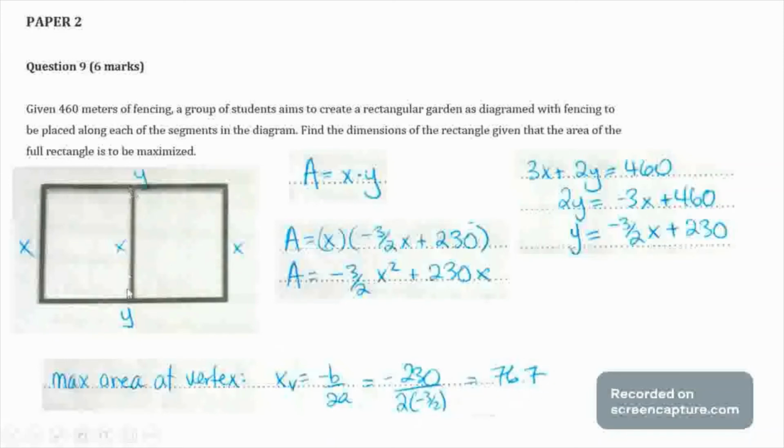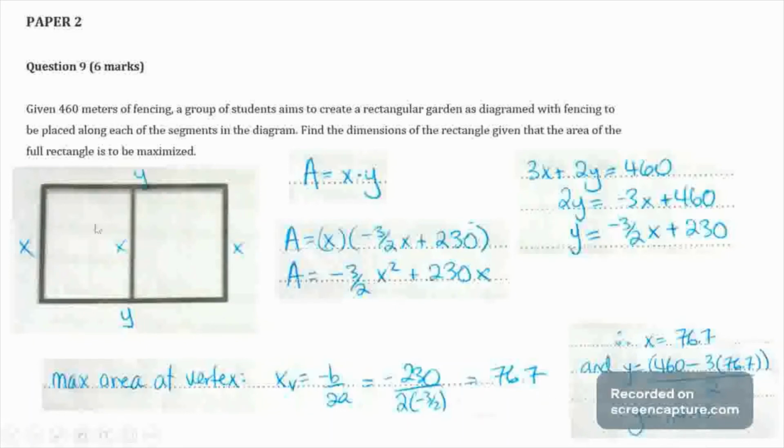So that means when x has a value of 76.7 meters, this area will be maximized. So now that you know x, find y. You can use this equation, put that in there and see what you get. Okay, putting it into the equation for y, I found this for y. So y is this, and x is this.